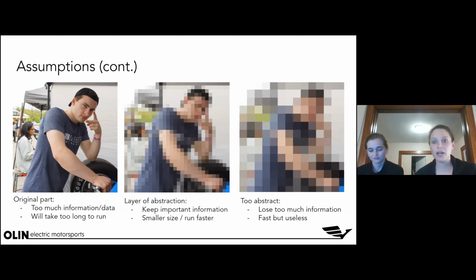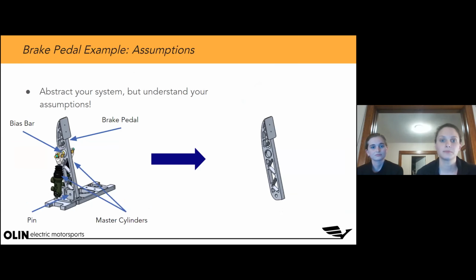One layer of abstraction, Kyle in the middle, where you can still tell it's him leaning on a car, or like a man leaning on a car, is a good layer of abstraction. You keep the important information while having a smaller size and a faster runtime. However, on the farthest right, too much abstraction. You don't have enough loads. Your part is not accurate enough. It's really fast to solve, but you don't get any accurate data.